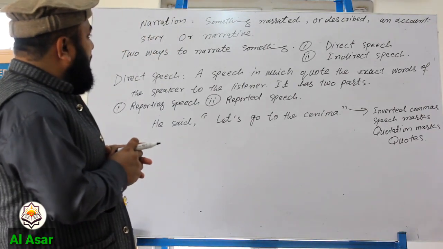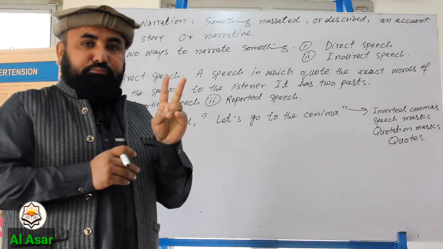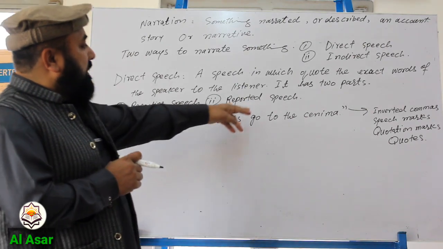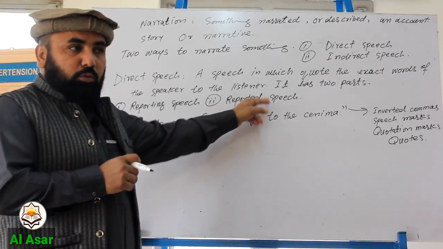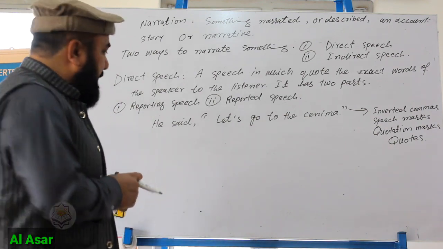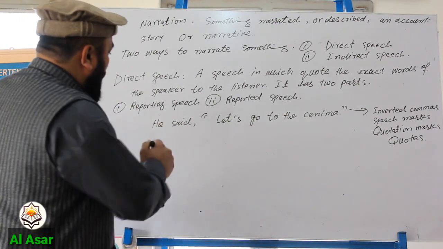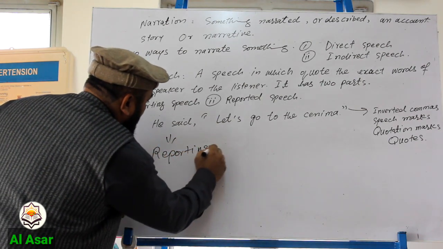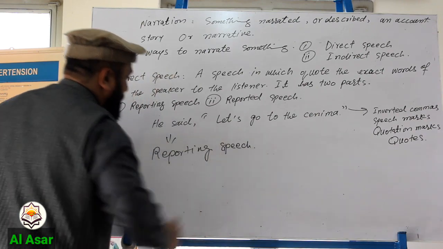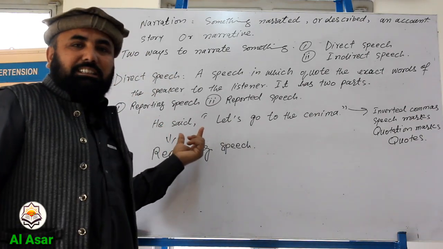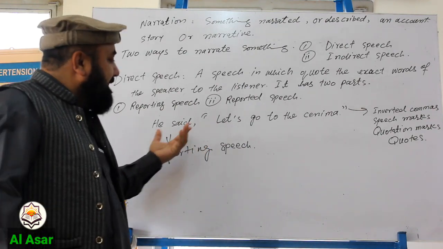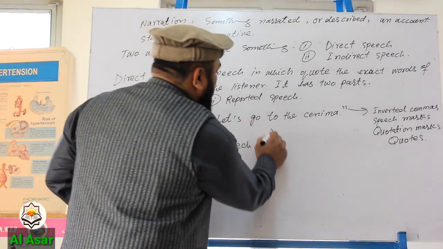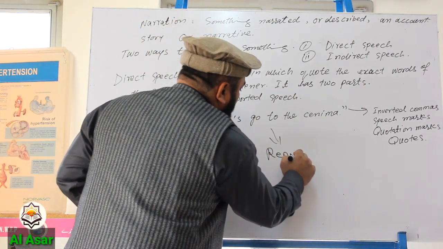So, in direct speech, we have two parts. One is a reporting speech, and the other one is a reported speech. What is reporting speech? A reporting speech is that portion of direct speech where someone is describing something, where someone is telling something to the second person. Then the second portion is called a reported speech.